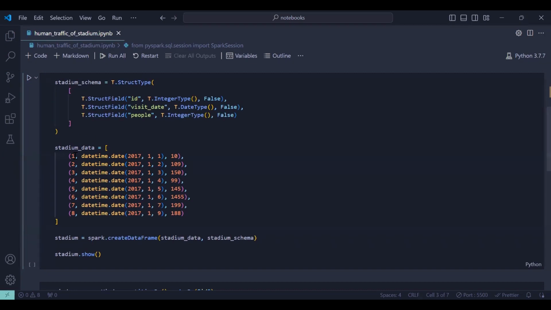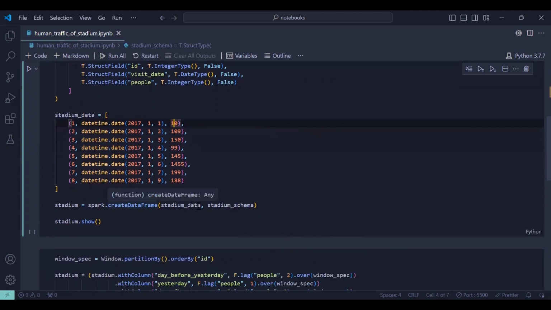So now this is the ID: 1, 2, 3, 4, 5, 6, 7, 8. Then you see the date. In order to create a date type in Spark, we need to supply a Python date. For that reason, I have imported the datetime module, using which, with datetime.date, I'm passing the date. This is in the format of year, month, day. So this creates the date, and then I have given the number of people at last.